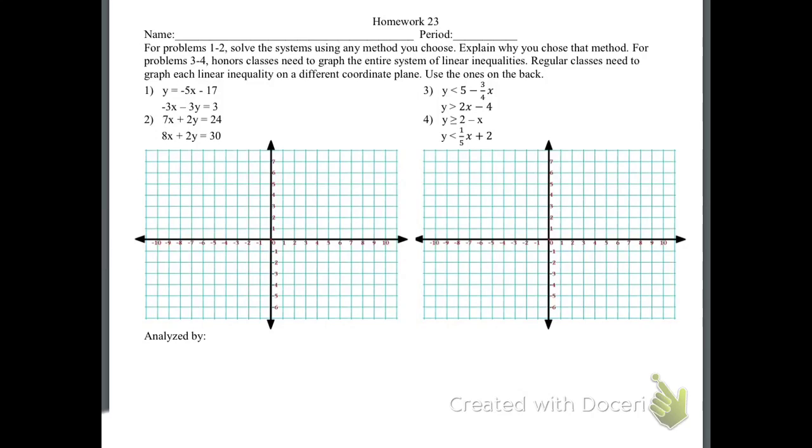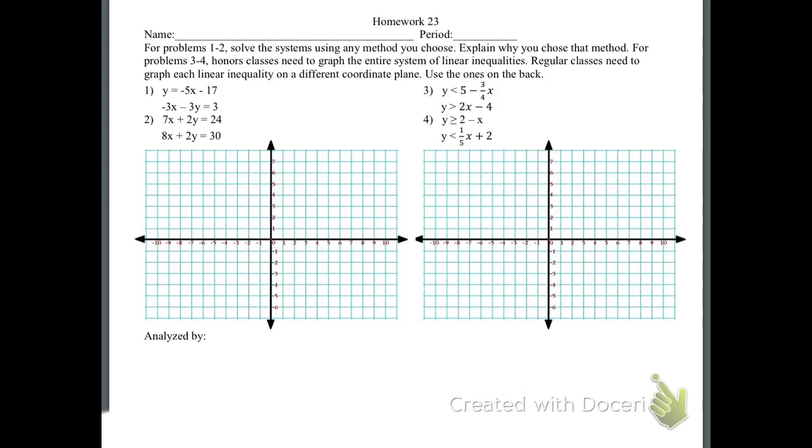Alright, ladies and gentlemen, it's time for homework 23 solutions. Your paper should look like this first screen. Ta-da. Okay, we're going to get to number 1.